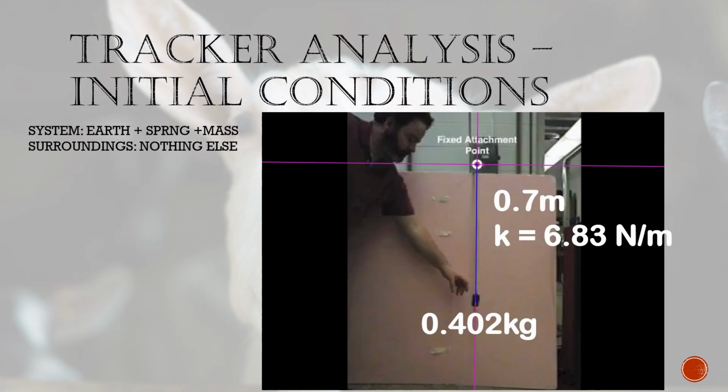For the tracker analysis, the spring reached an equilibrium length of 0.7 meters. This was used to calculate the rest length of the spring, which turned out to be 0.123 meters. The mass was 0.402 kilograms, and the spring constant was 6.83 newtons per meter.